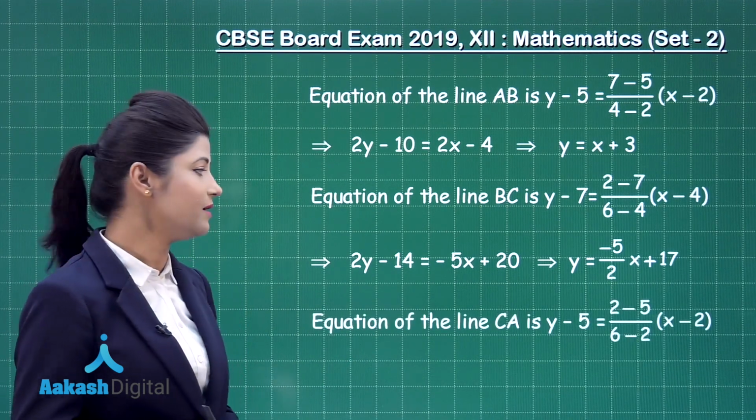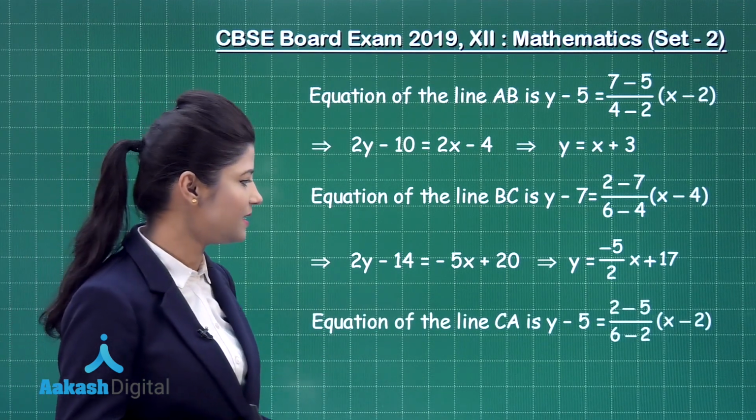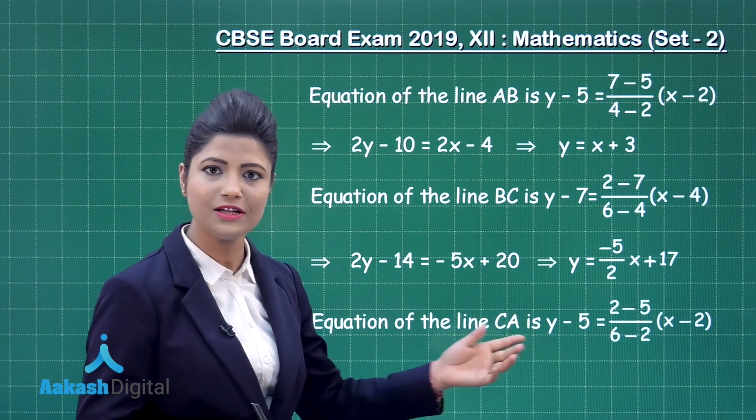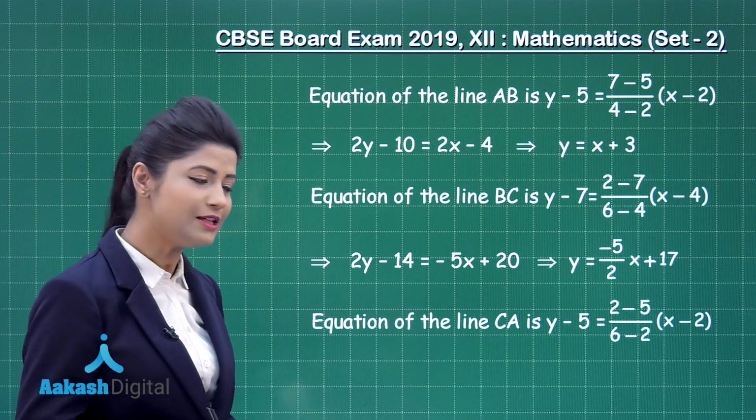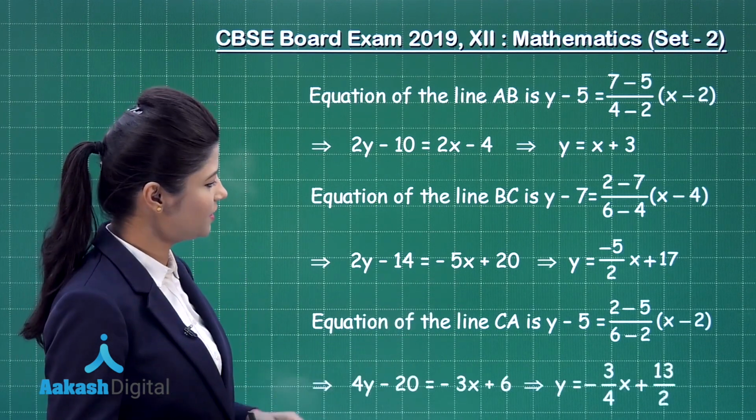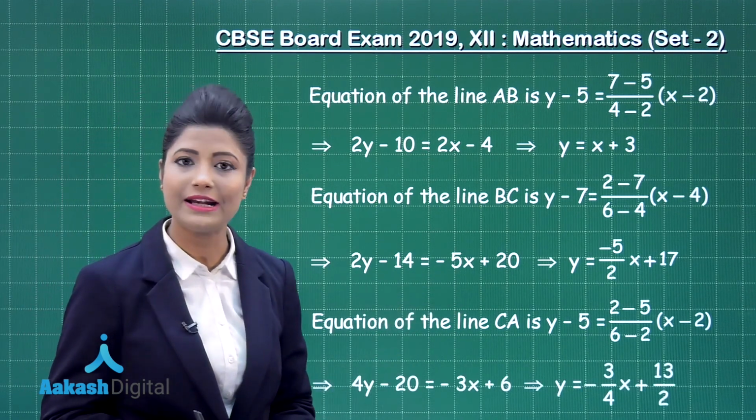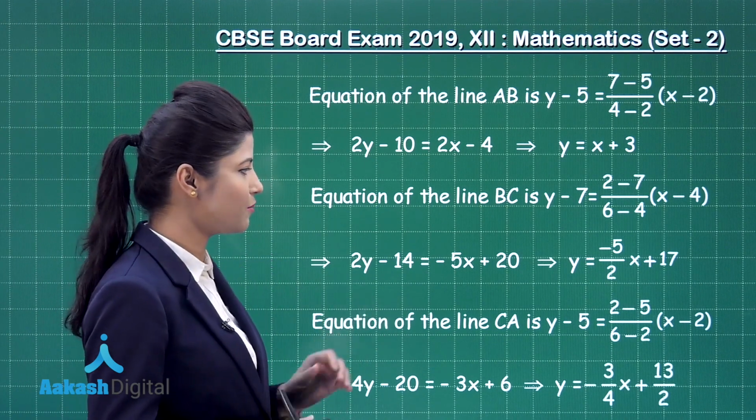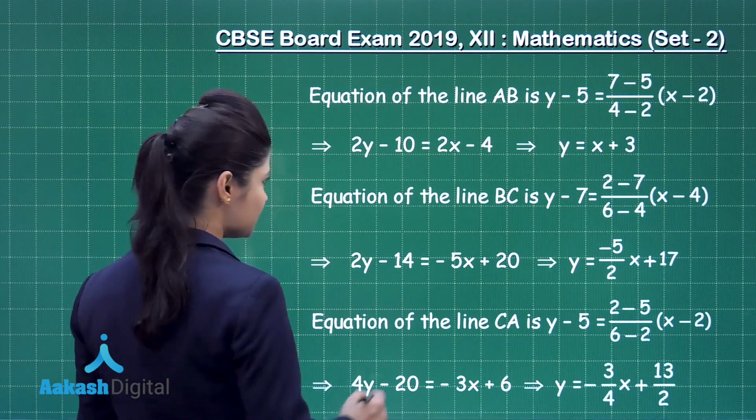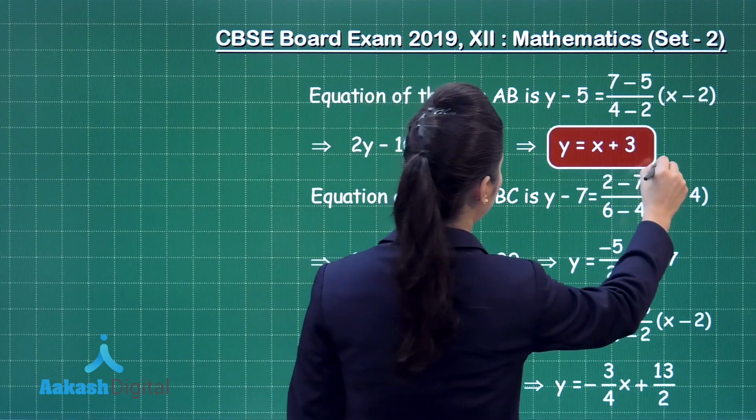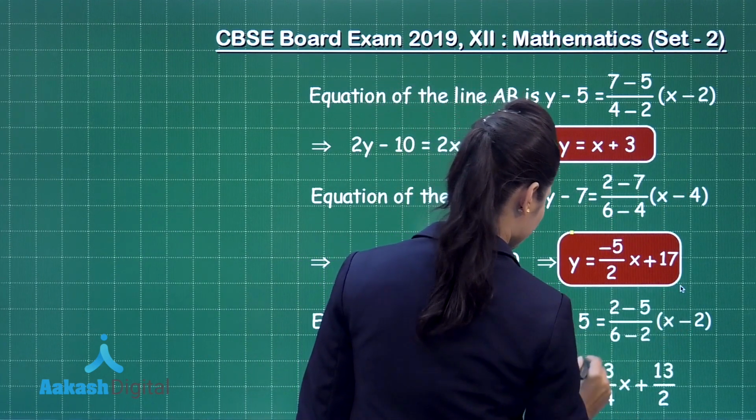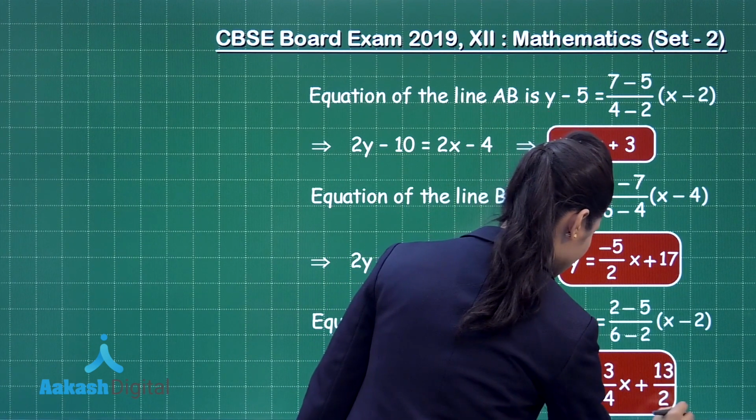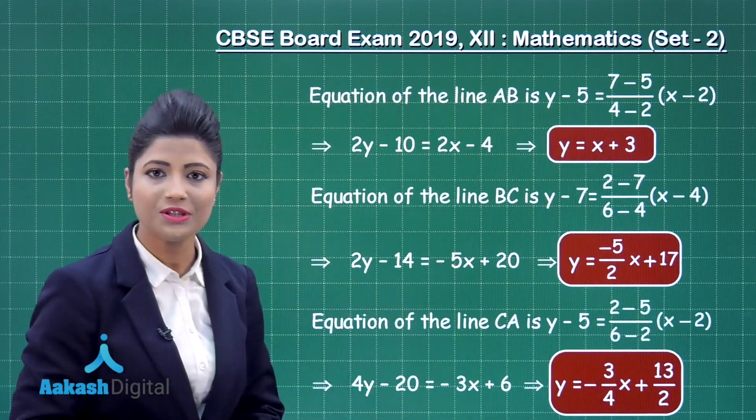And in similar manner, let's obtain the equation of line CA or AC, which is given by y minus 5 equal to (2 minus 5) upon (6 minus 2) whole into (x minus 2). So here this simplifies to y equal to minus 3 upon 4 x plus 13 upon 2. So here you can observe this is the equation of the line AB, this is the equation of the line BC and this is the equation of the line AC. So these are the required equations of the 3 lines.